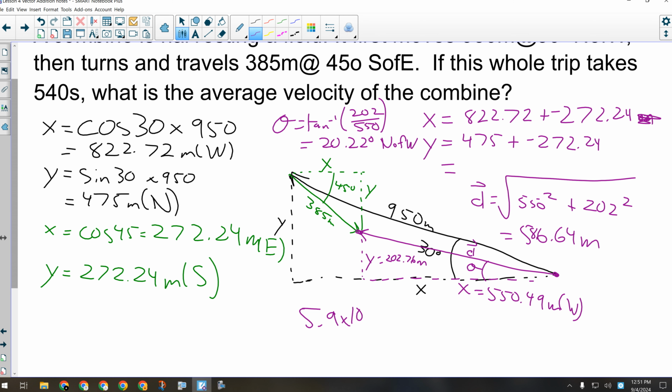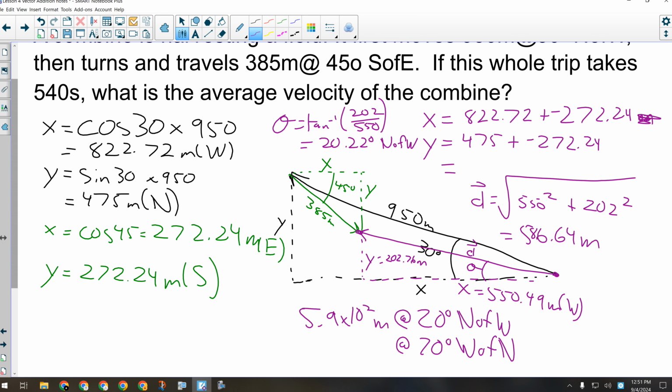5.9 times 10 to the 2, right? Because I have to round off, I'm only keeping the 8. That's as far as I'm keeping. That means I have to put it in scientific notation. Meters at 20 degrees north of west, or at 70 degrees west of north. Okay, either one of those would be acceptable.